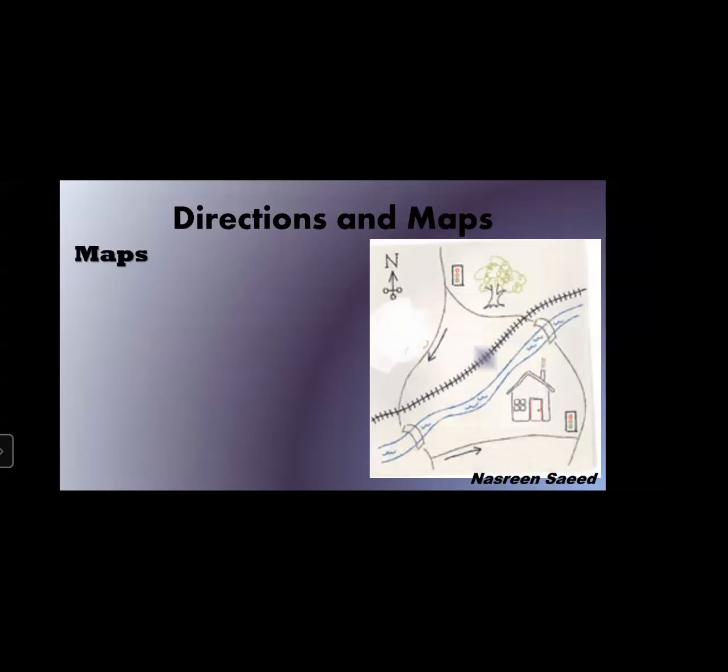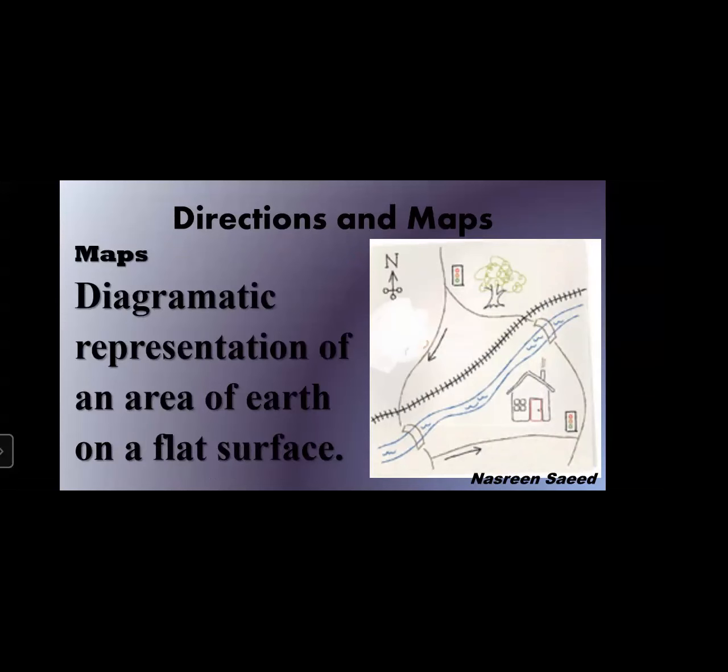First, a map is a diagrammatic representation of an area of Earth on a flat surface. So, what is a map? It is a drawing of the Earth's surface or a part of the surface. Like here I have shown houses. To reach the house, we have to cross the river, then we have to turn left. This way, this is a map.